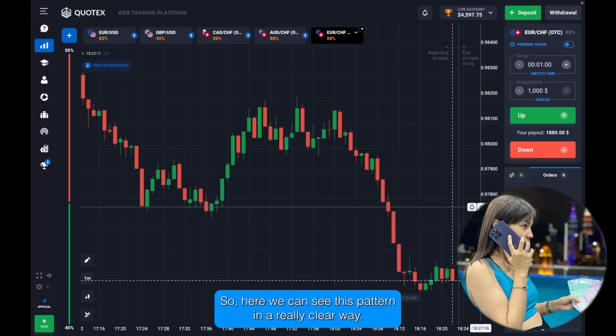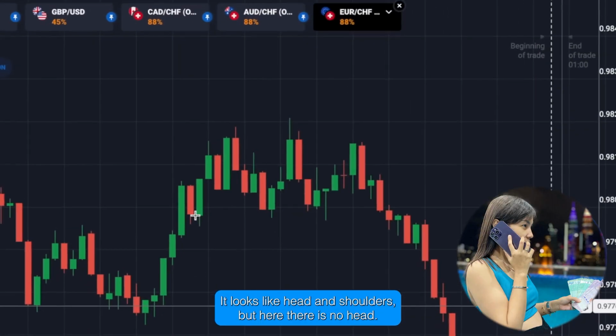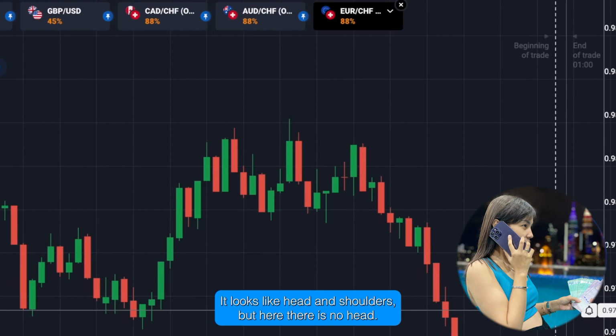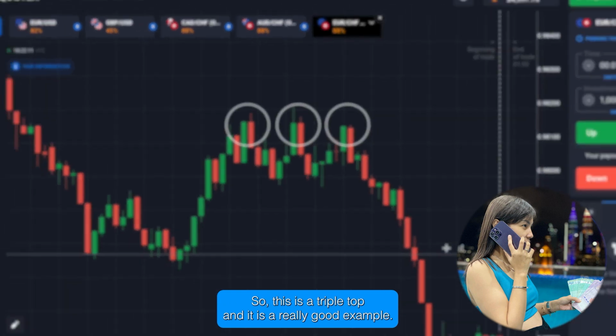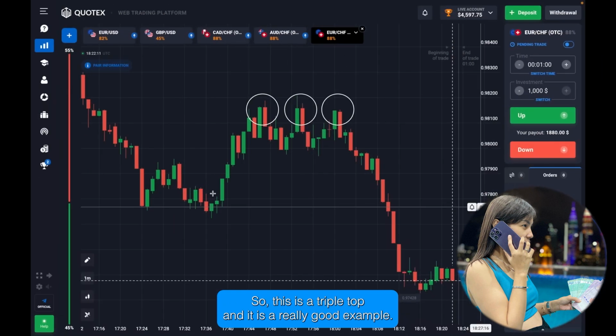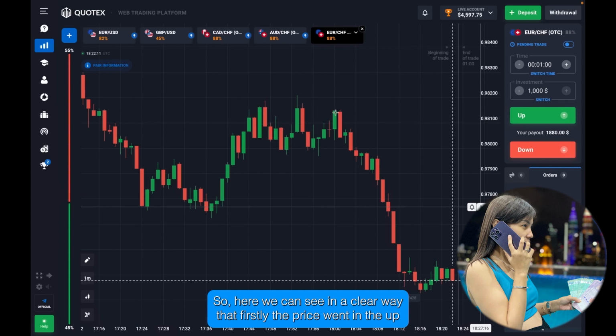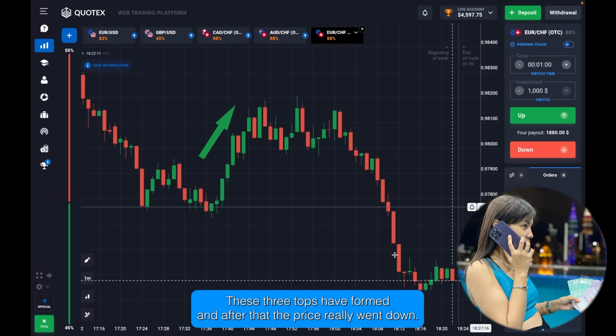So here you can see this pattern in a really clear way. It looks like head and shoulders, but here there is no head. It has 3 tops on the same level, and this is a triple top, and it's a really good example. And it looks almost like the picture, and here we can see in a clear way that firstly the price went in an up direction, and these 3 tops have formed, and after that the price really went down.